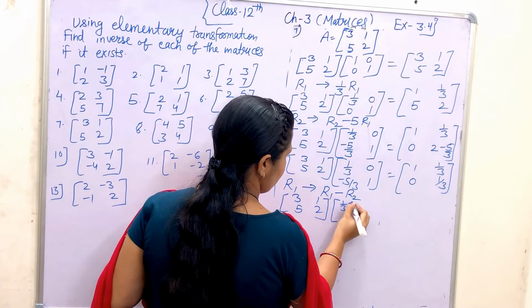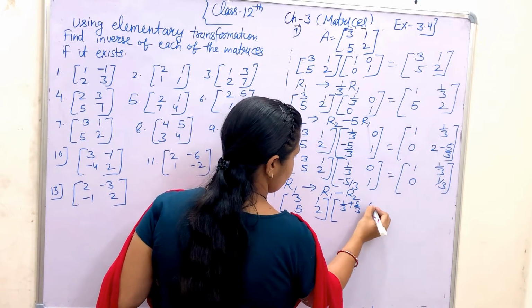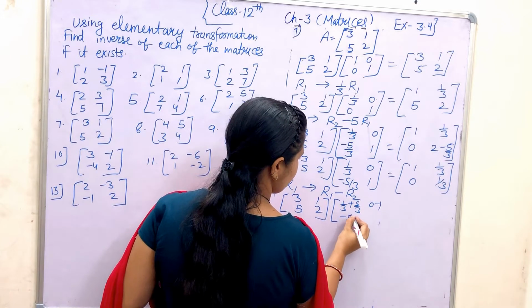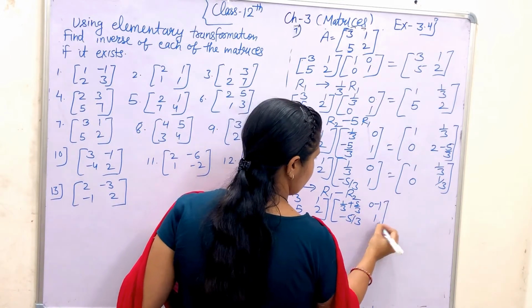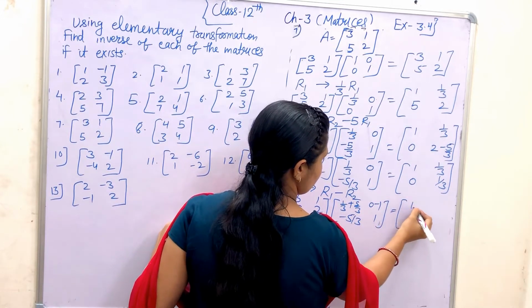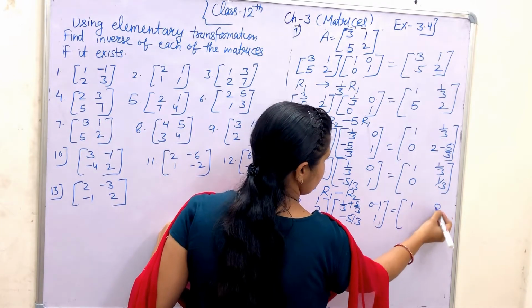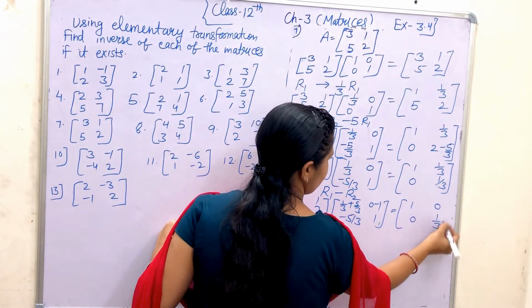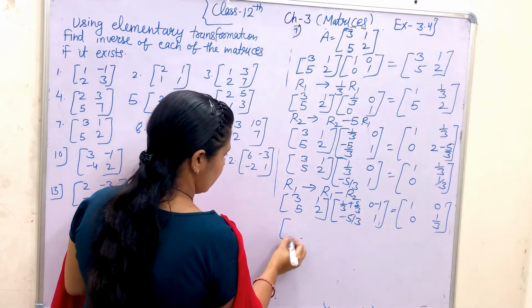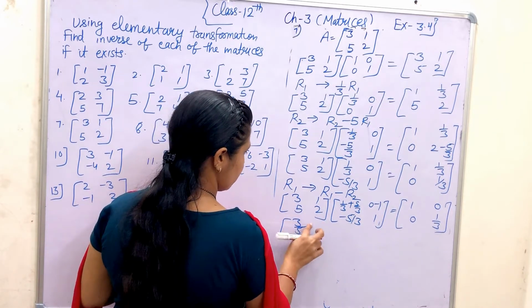1 by 3 plus 5 by 3. 0, minus 1, minus 5 by 3, 1. Here is 1, minus 0, 1. This is 0, 0, 1 by 3. Here we get 3 by 5, 3.